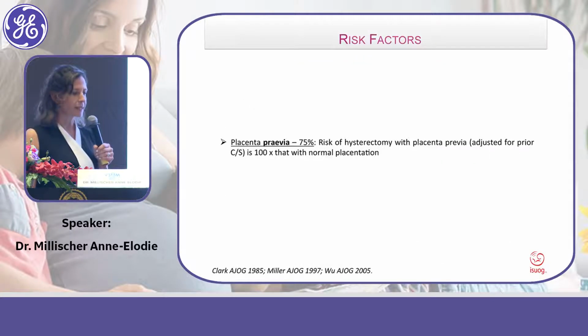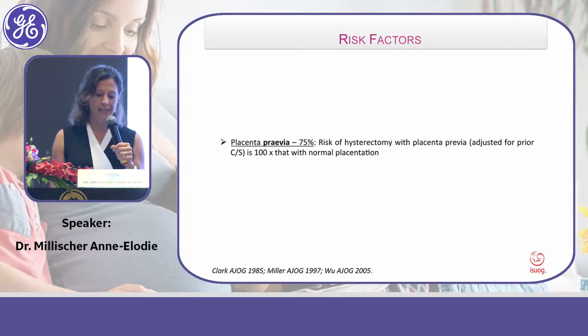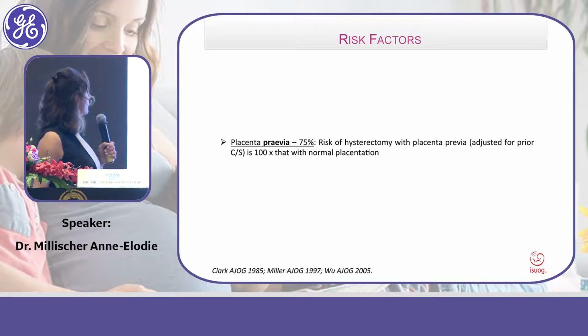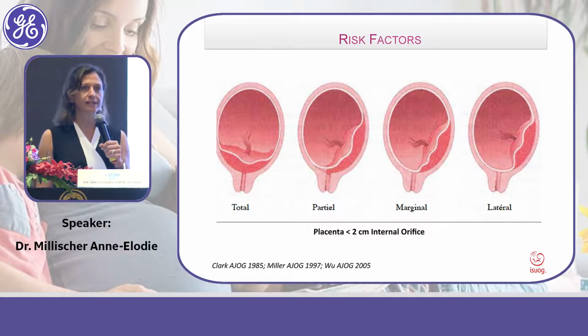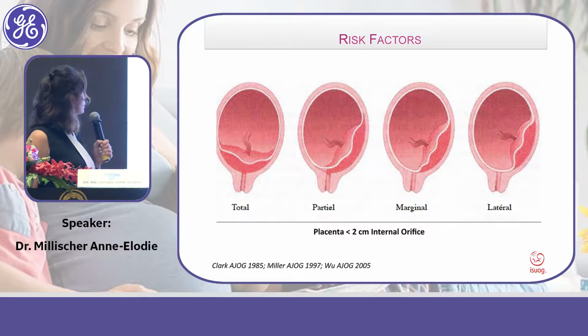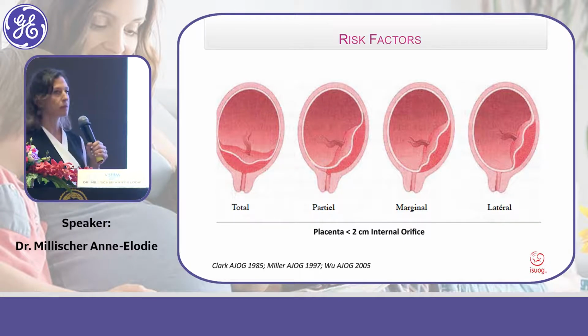There are two clinical risk factors. The first is the low location of the placenta, placenta previa. Có hai yếu tố nguy cơ lâm sàng mà dẫn tới nhau cài răng lược. Cái thứ nhất là nhau tiền đạo. And we have different stages of placenta previa. Và nó có nhiều kiểu, nhiều thể của cái nhau tiền đạo.